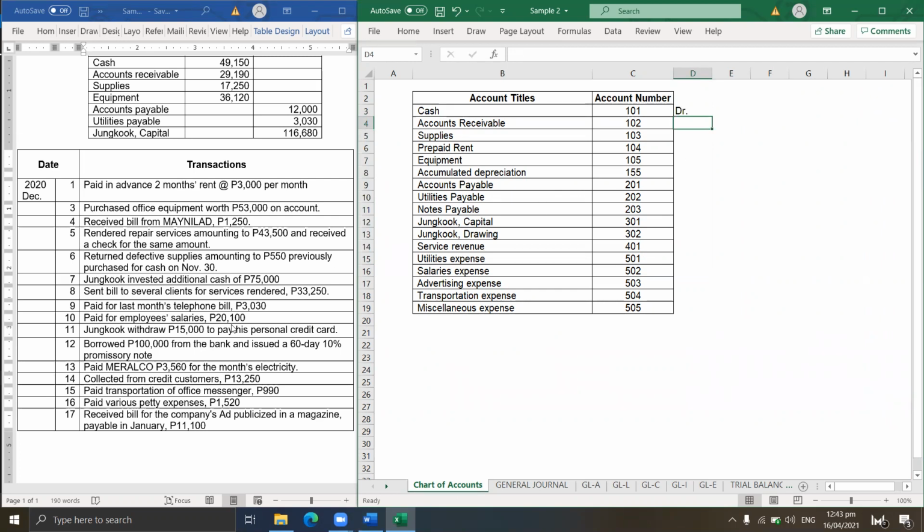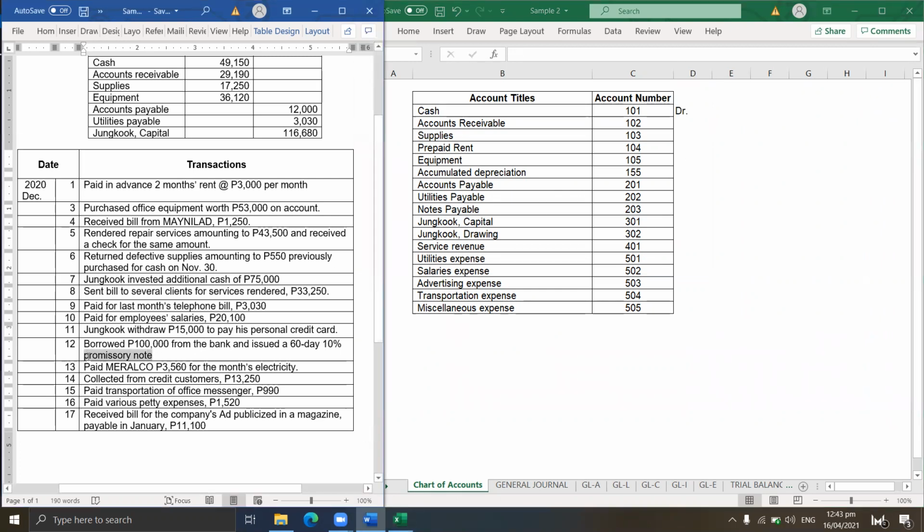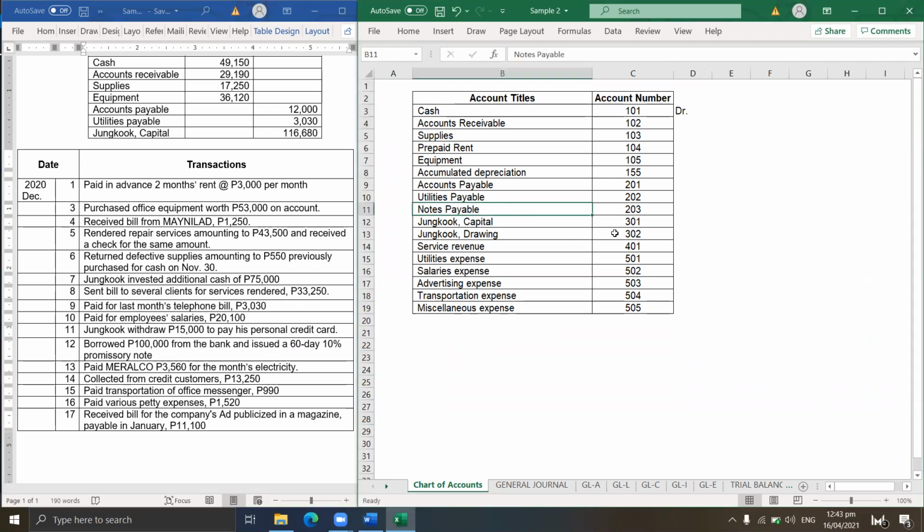Okay? In return, nag-issue tayo ng promissory note. So remember, in our previous discussion, once na tayo po ay nag-issue ng promissory note, then it means we will have notes payable. And since it is a liability, tataas yung ating notes payable, then it will be a credit to notes payable for the increase. So ang entry natin dyan is debit cash and credit notes payable. Okay? So let's journalize.